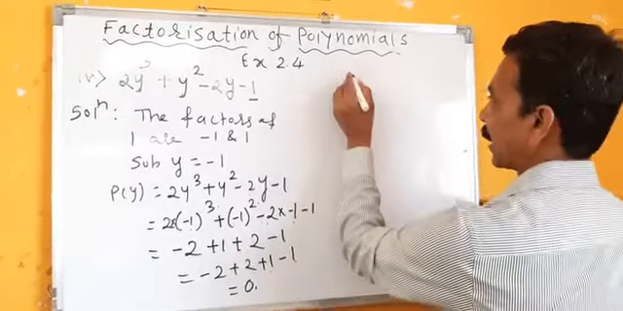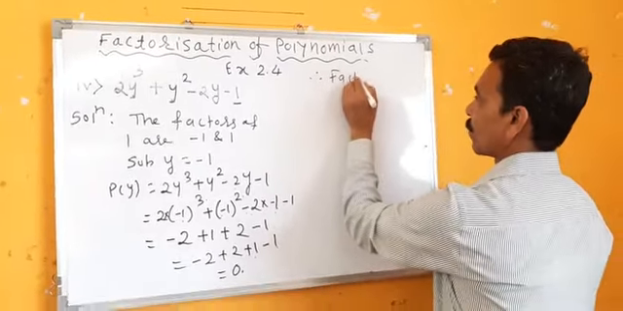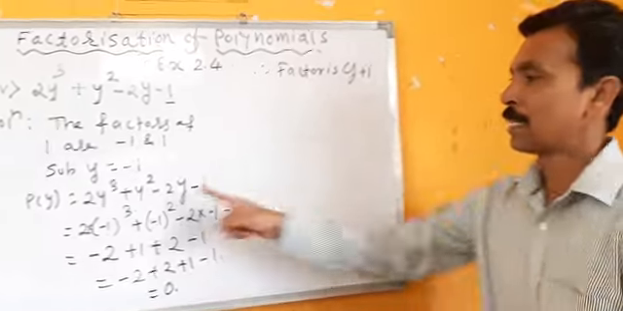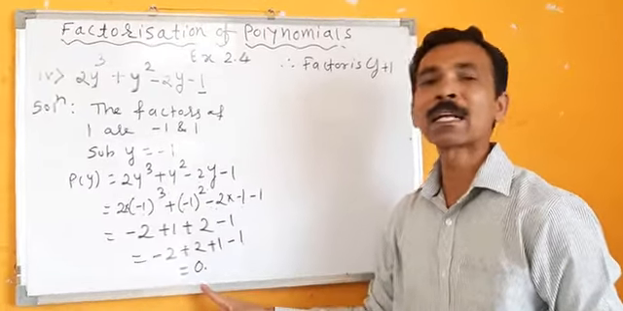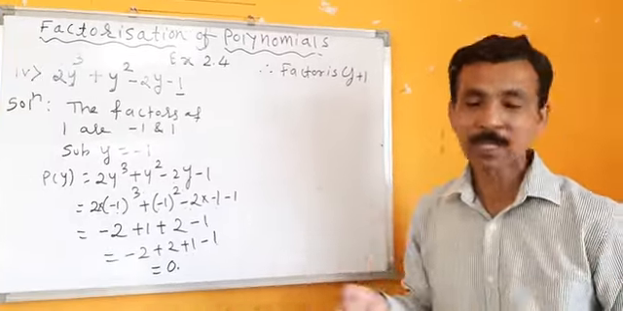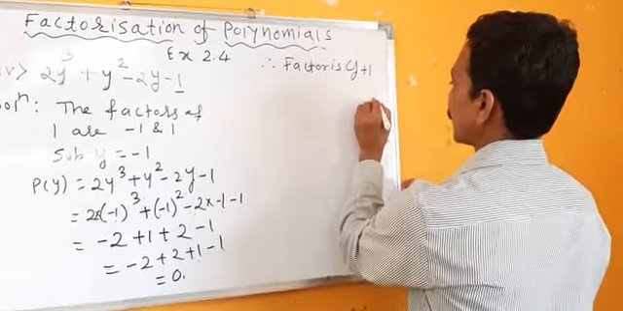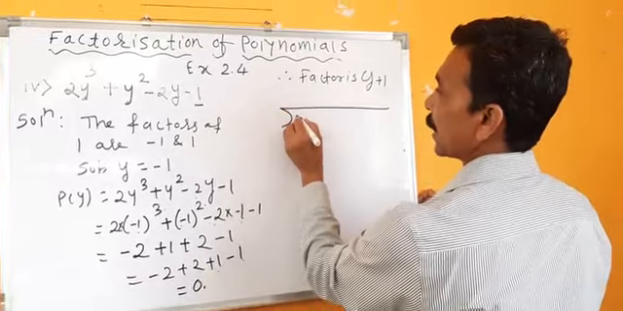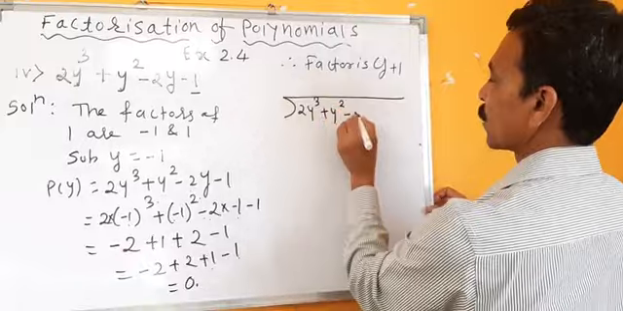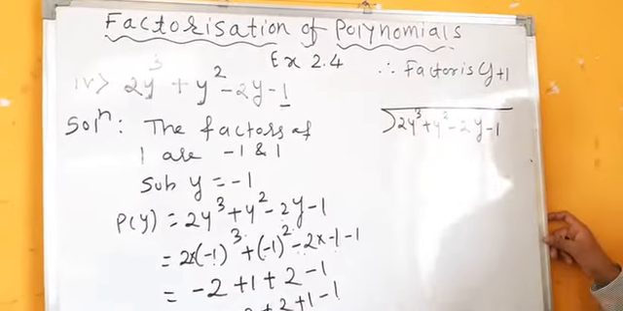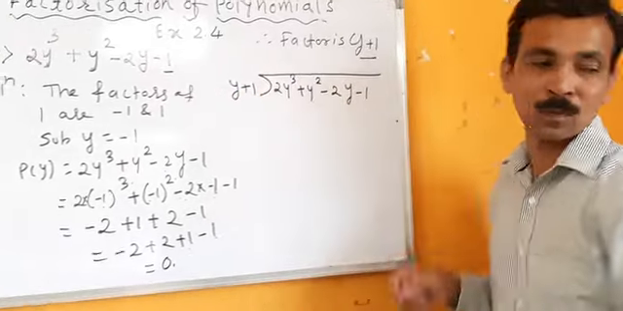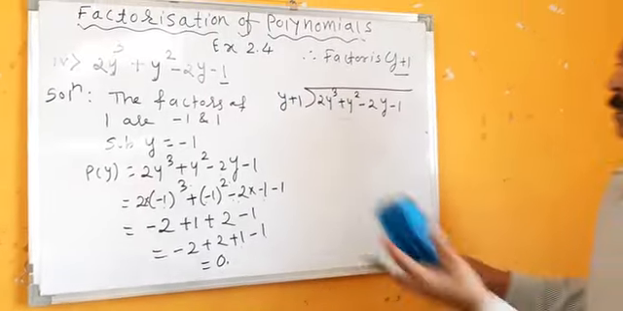Right? So what is the factor? Therefore, factor is y plus 1. If it is minus 1 and if remainder comes 0, factor will be positive. Now I will divide, right? That is 2y cube plus y square minus 2y minus 1. And what is the divisor? Y plus 1. I'll rub this, okay?